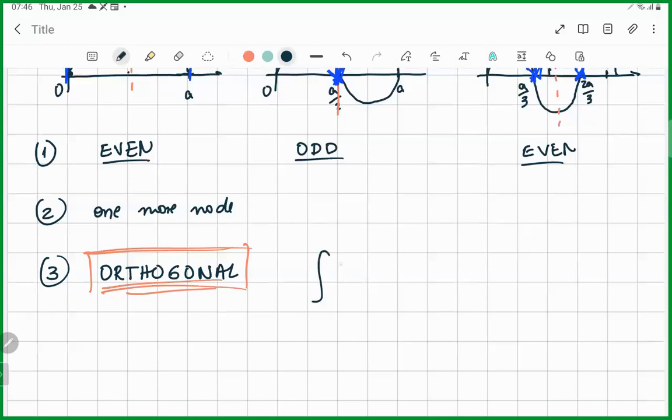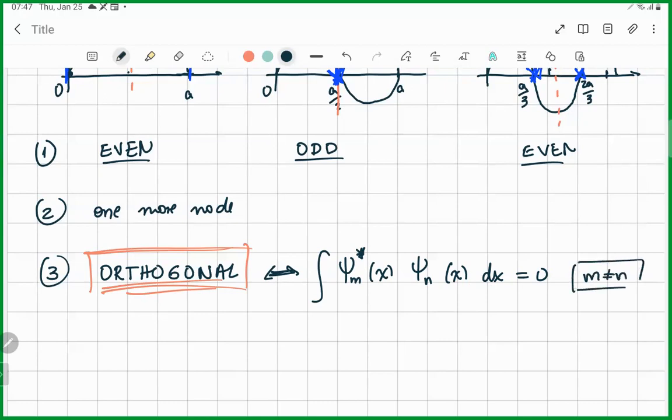It means that if I pick two of those solutions with different index m, and put here the conjugate, and pick the other one n, if this m and n are not equal, this is 0. This is what it means to be orthogonal. Let's prove that. So if m is different from n, let's prove that this integral is 0.